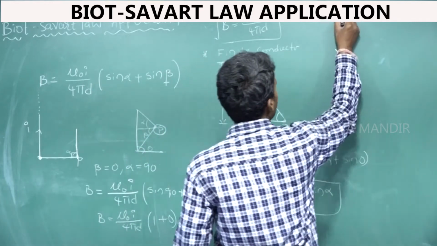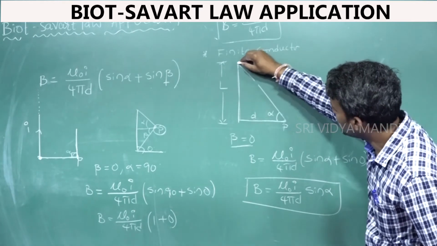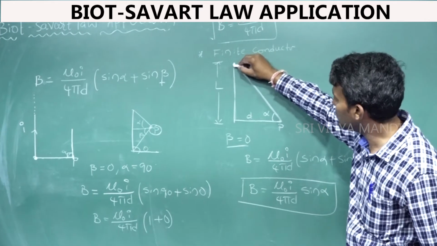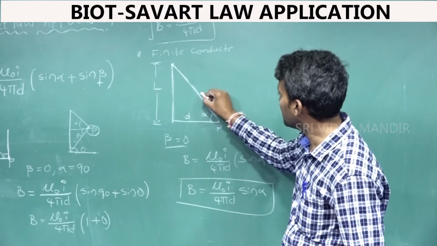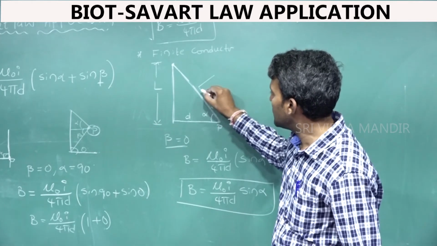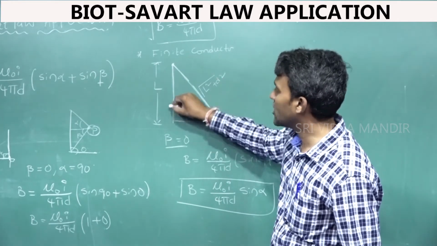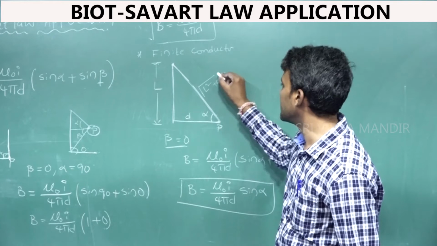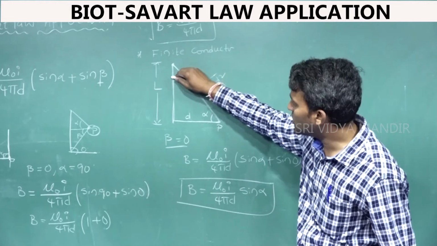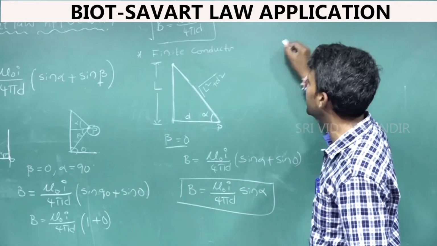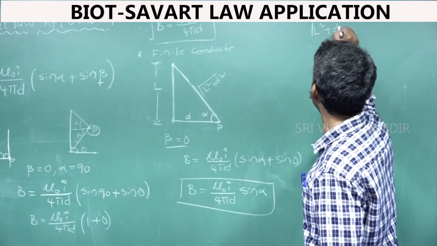Sine alpha is equal to opposite side divided by hypotenuse. See here, it is nothing but a right angle triangle. How much will the hypotenuse become here? Hypotenuse is equal to the square root of the square of the opposite side plus the square of the adjacent side, that is, the square root of L square plus D square. So sin alpha is equal to L divided by under root of L square plus D square.